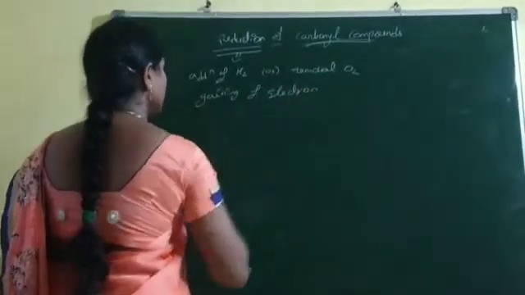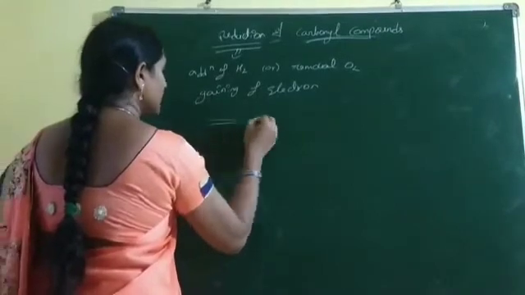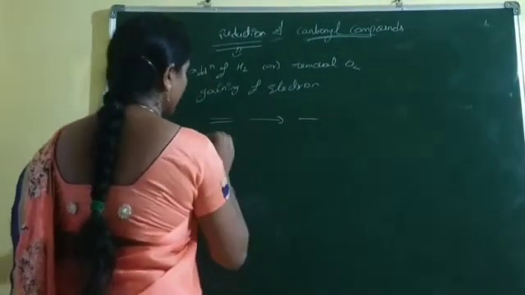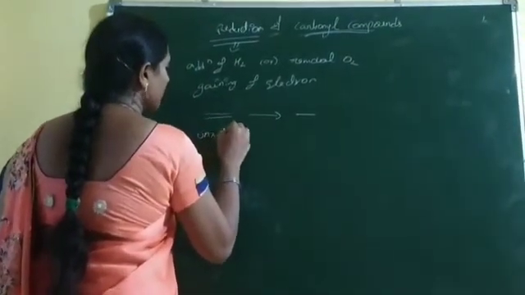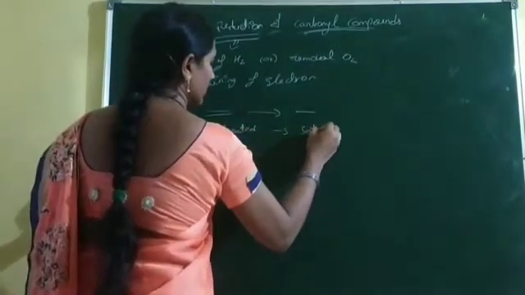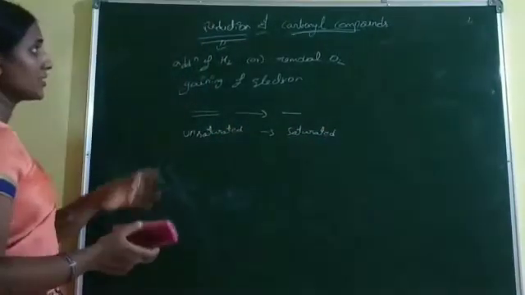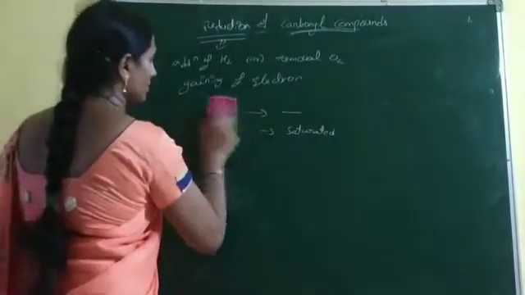In reduction, the double bond turns to single bond. That means unsaturated compounds turn to saturated compounds. In the syllabus, a number of reactions are available.